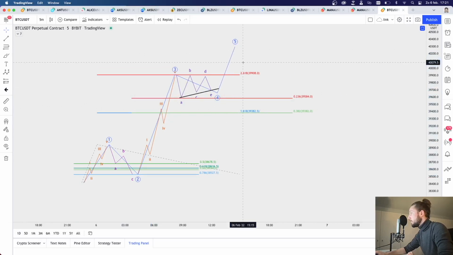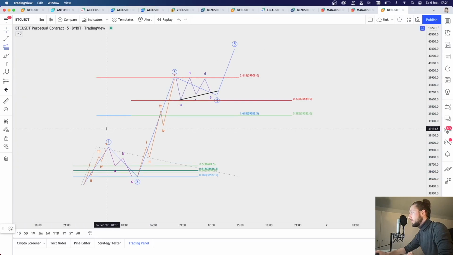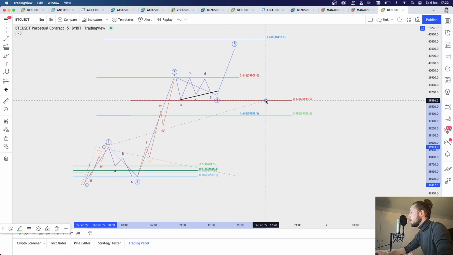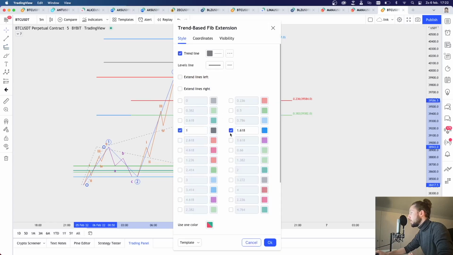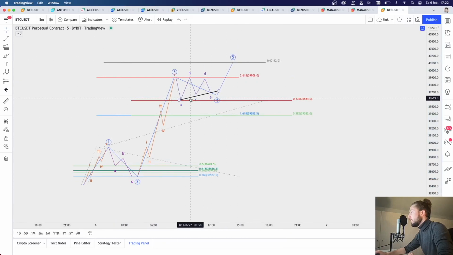And then to measure our fifth wave, we take the trend-based Fib extension again. We start from the bottom, so we have two ways of measuring that. We start from the bottom of wave 1, towards the top of wave 1, towards the bottom of wave 4. And then at first we measure a 1-to-1 extension, so the same length as that first wave, like that.